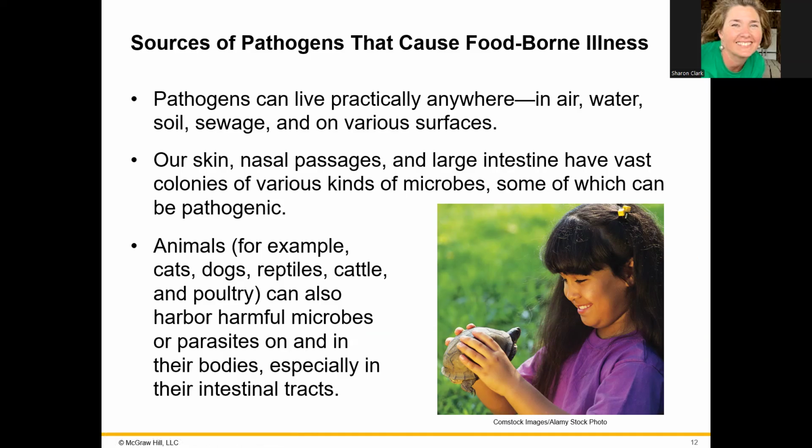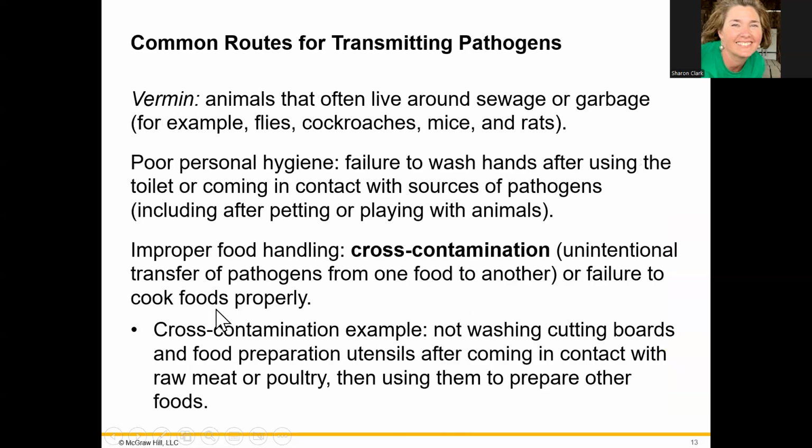pathogenic. You also have good bacteria in your large intestine, which we spoke about earlier. And then don't forget our animals. Okay, your dogs, your cats, cattle, poultry do have parasites and bacteria on them. Think of the fleas and the ticks and heartworms and things that live on just your domesticated animals that you have in your house right now. Vermin is an example of an animal that could be a reservoir for pathogens. Vermin specifically are vectors that live around or in sewage or garbage that can spread pathogens that way.